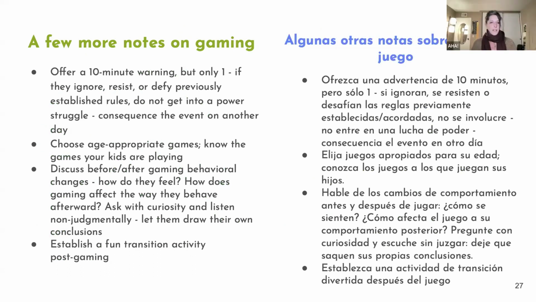Yes. So when it's time for them to get off of the console or leave the game, if you have a child who games, they can't just leave in the middle. If they're playing with a group, that makes them a bad person in the eyes of their teammates. So offer a 10-minute warning, only one. And this is another place that power struggles can happen, like mom finds herself trying to wrestle the thing away from the child. If they don't comply with the agreed upon rules, don't get into a power struggle; consequence the event on another day. For example, kid goes over 10 minutes, guess what? His console is not there the next day.